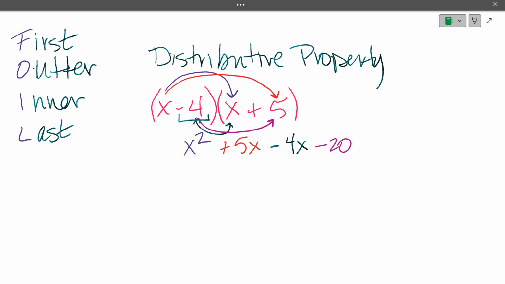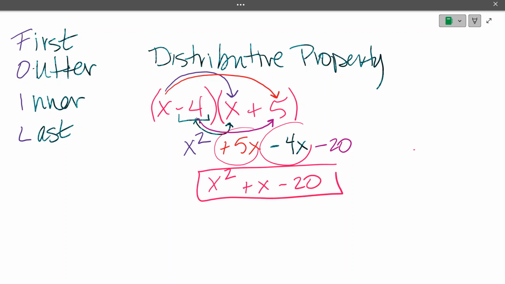And now all we need to do is simplify by combining our like terms. And when we do that, I notice that this term and this term are like. So we end up with x squared, and then we have 5x minus 4x, which is plus x or plus 1x, minus 20. So that is how we FOILed.